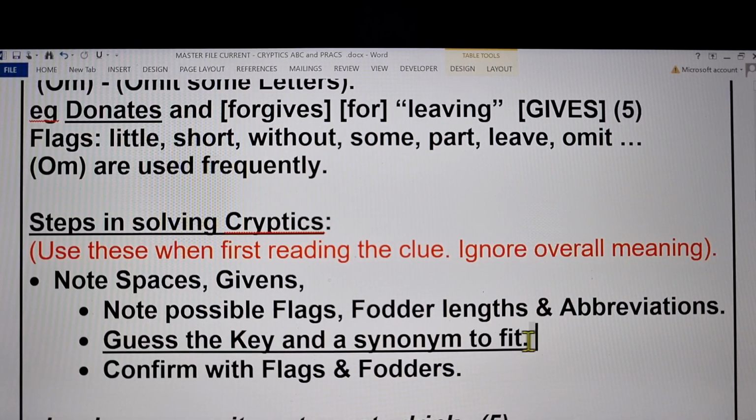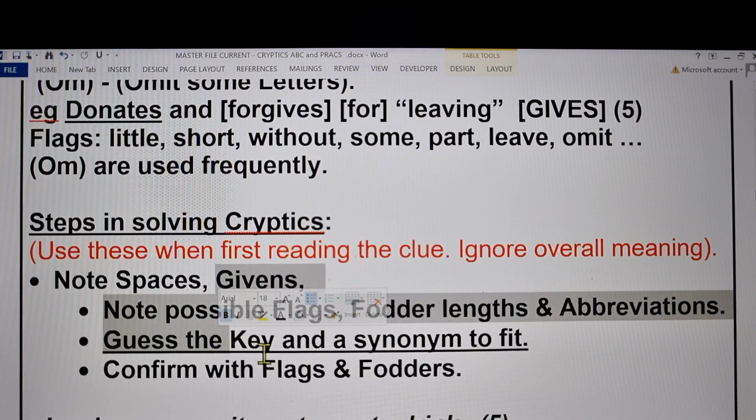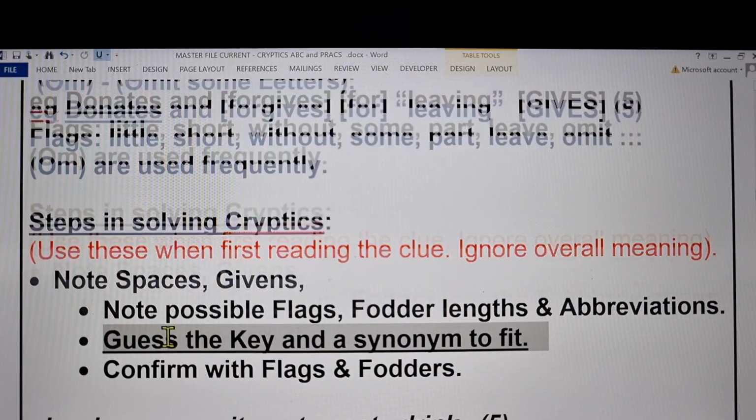But where do you start work? This is where you start work: guess the key and a synonym to fit. Some will go straight to that. When they get very, very experienced, they'll go straight to that line there, guess the key and synonym to fit, and they'll pick these other things up on the way through. They'll notice them. It's up to you what you do, but this is the order I suggest when you're starting. But don't forget, what you are after is the key and a synonym.